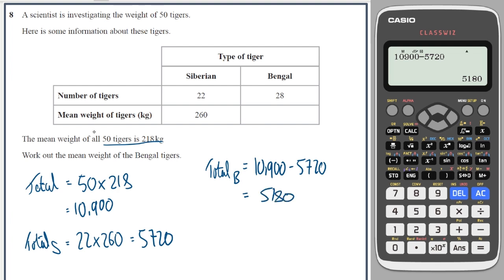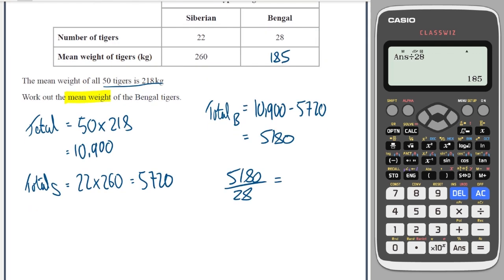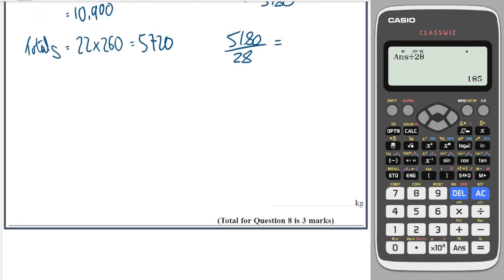And it asks us for the mean. Always check to see exactly what they're asking you for. And the mean is obviously the total weight divided by the number of tigers, of which there are 28. So we divide that by 28 and we get 185. Well, they are a lot slimmer than the Siberian ones. 185, perfect.